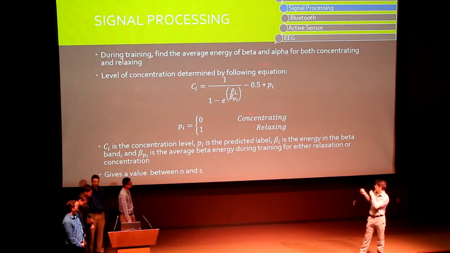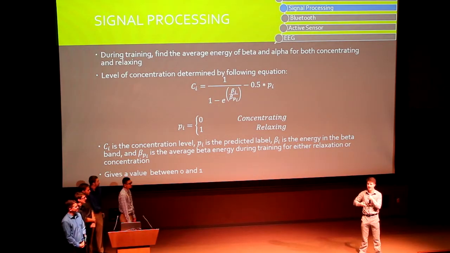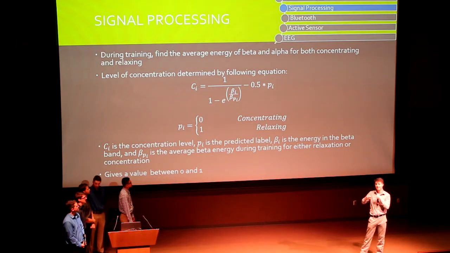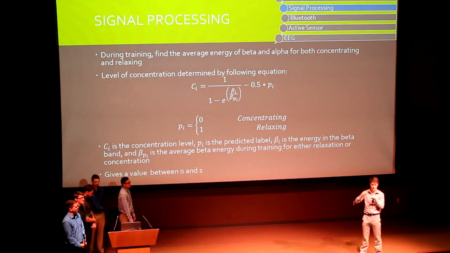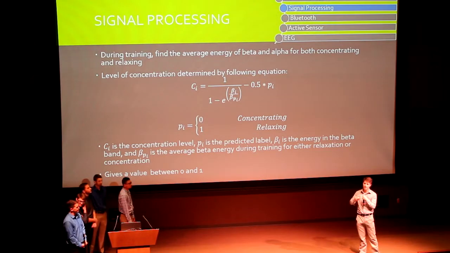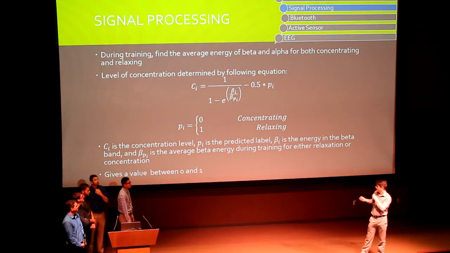All right? And then we also apply this bias for when the user is concentrating or relaxing using that prediction. So essentially what this whole equation states is when the user is relaxing, we're going to get a value between 0 and 0.5 for their level of concentration. And when they're concentrating, we'll get a value between 0.5 and 1 for a higher level of concentration.